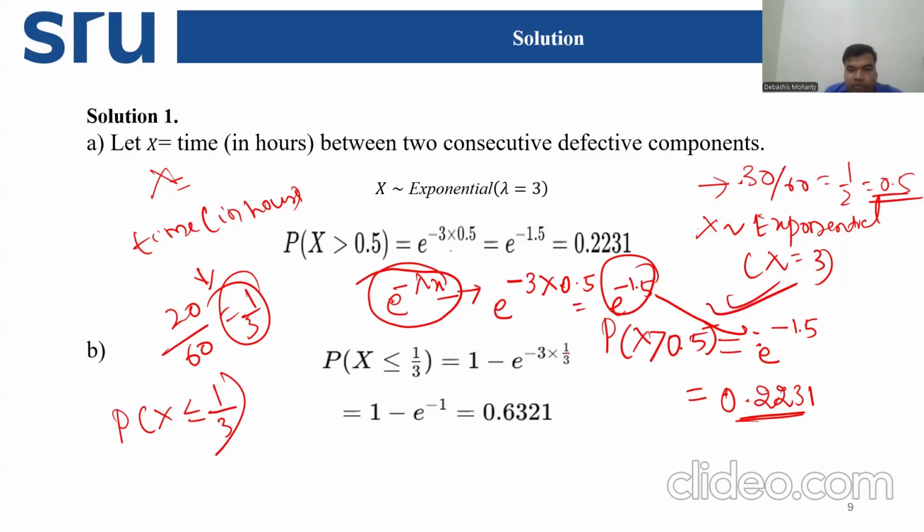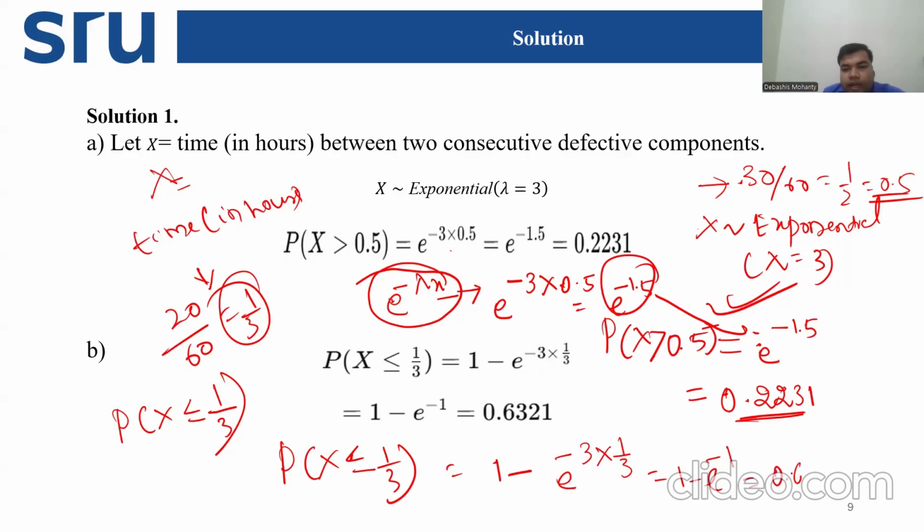But we need to calculate within that time period. So within that time period, we need to calculate the probability of x less than or equal to 1 by 3, that equals 1 minus e to the power minus lambda x, applying that formula. So 1 minus e raised to the power minus lambda, which is 3, multiplied by x, which is 1 by 3. So that is 1 minus e to the power minus 1, that is 0.6321. So this value we are getting here.